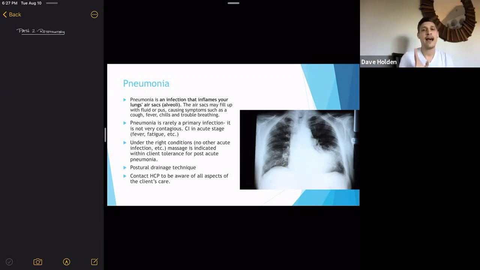Pneumonia is rarely the actual issue. It is rarely the primary infection. It is usually a secondary infection after some other primary infection. Often influenza, but could be any number of things. If the client has a compromised immune system, Jesus, it could be almost anything causing the pneumonia.